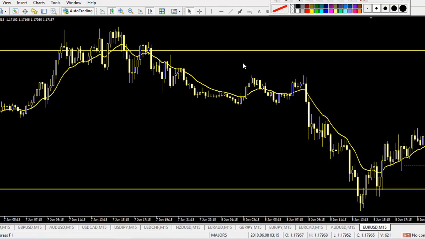And by the way, when you learn to plot your levels with the techniques that I use, you want to get this kind of pips number, 50 pips to 100 pips. That's your target ultimately.